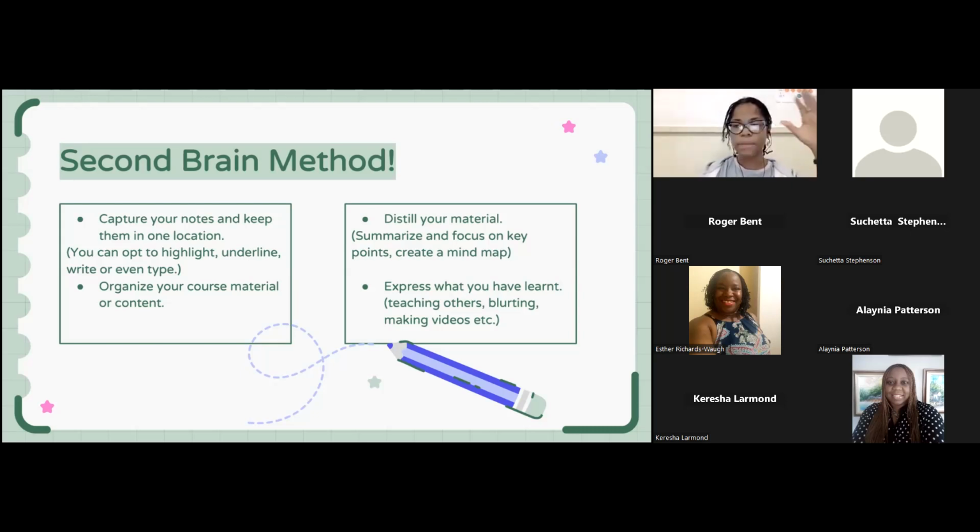In your notes, you're going to pick out all your key points. In the textbook, you're going to summarize what is there. You can either write that out or create what I call a mind map, which is simple: you have a little circle and then little branches going off. You just take out what is really important, and you create your key points there. After you've done that, you can express what you've learned. This can be telling others what you learned. You can employ the blurting technique here. You can make videos about what you would have learned.